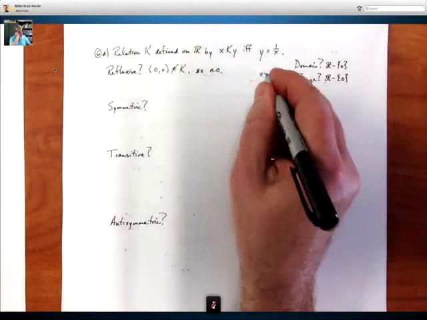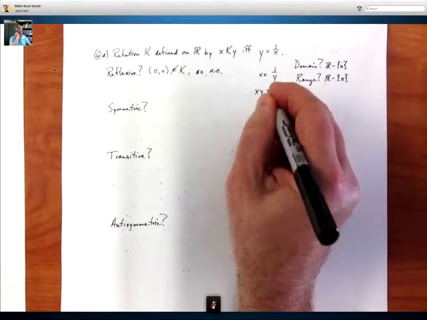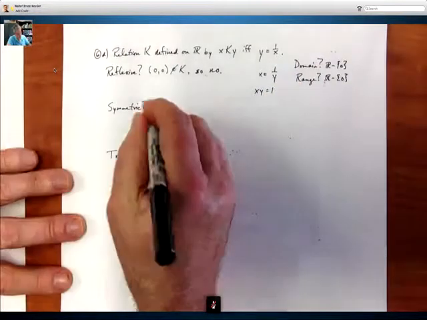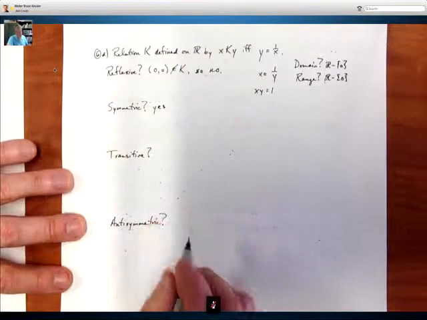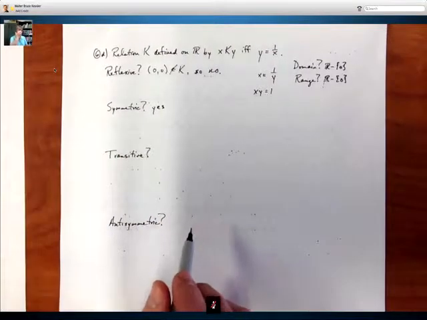But symmetry would work, because if you think about this also means that x is 1 over y, or if you prefer, yx is 1. So if I change out the x and y, it'll still work, right? Transitive won't, though.